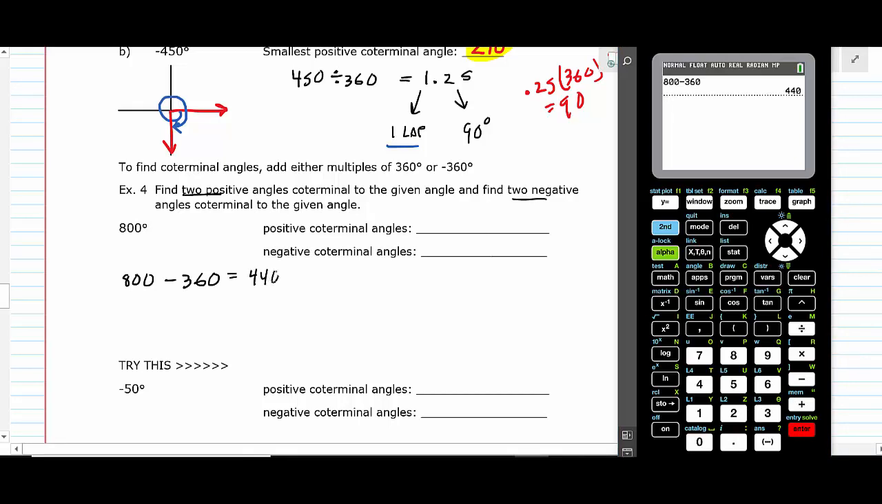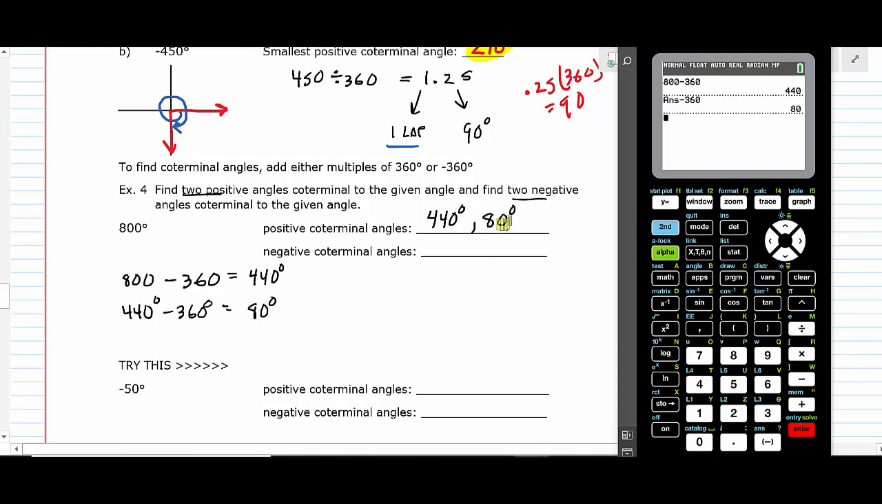So 440 degrees is an example of a coterminal angle. Okay, then I can take 440 minus 360, and then that will give me another number that's positive, so this angle would also be coterminal. So that would be 80 degrees. Okay, so therefore we would have that.